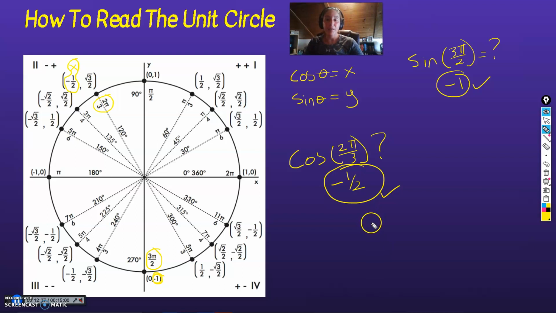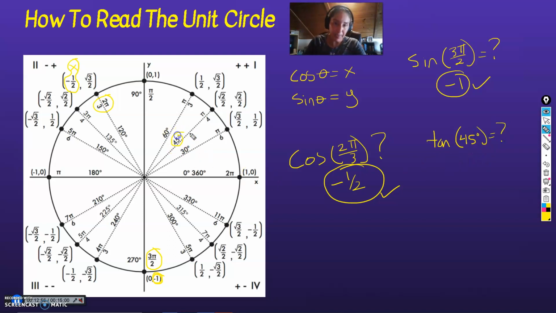Okay, what if I wanted to pick out the tangent? So you can pick out sine, cosine, tangent. You can actually pick out all of them, secant, cosecant, and cotangent, which we'll see in a different video. But what if I wanted to pick out the tangent of, let's do 45 degrees, because I like this one. Tangent of 45 is what?